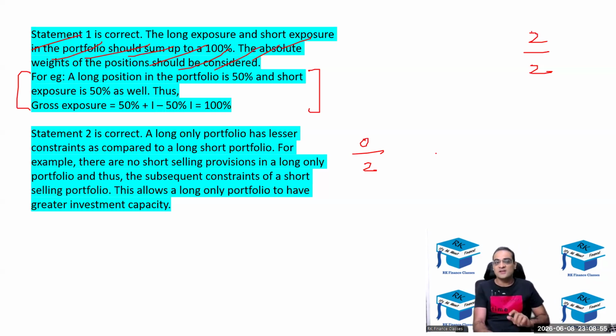Did you get that? There are no short selling provisions in long only. मतलब you have to mention, yes or no, sir, just giving an example of a constraint basically.